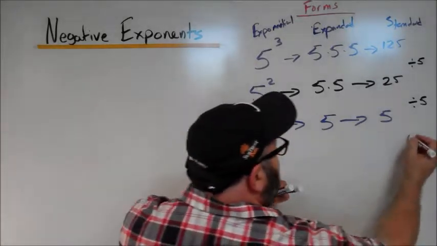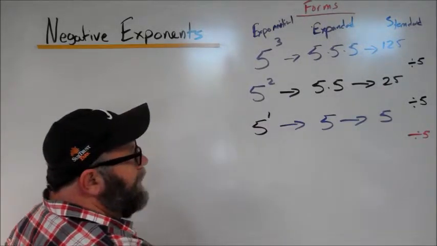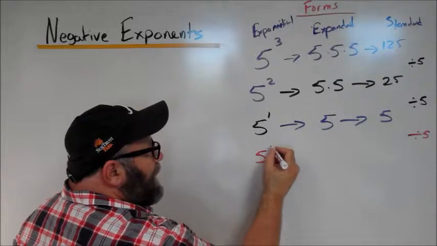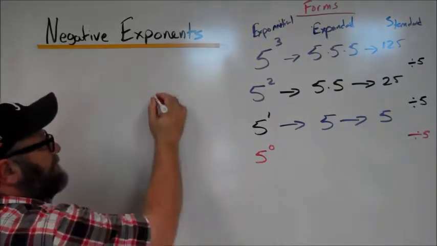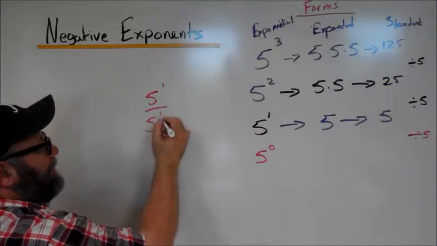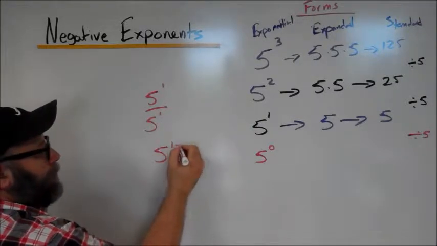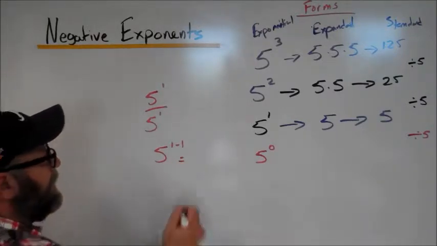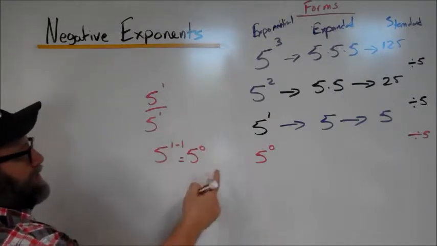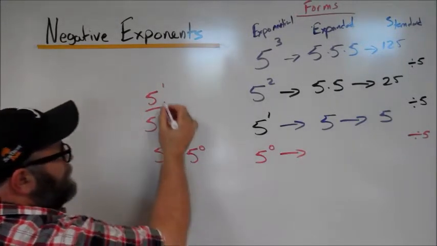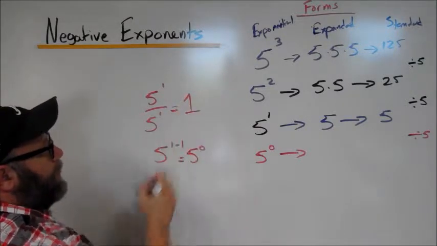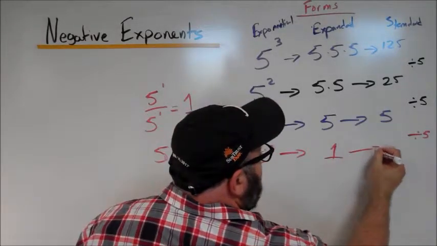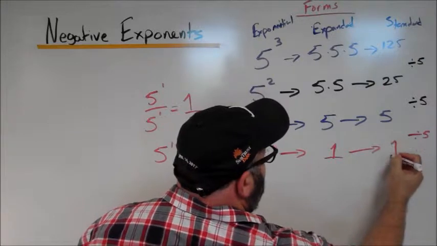Let's divide by 5 again. All right, so when we divide by 5, we're going to have 5 to the first divided by 5 to the first. It's going to give us 5 to the 0, because that looks like this. 5 to the first divided by 5 to the first is the same as 5, 1 minus 1. Right? Going back to how we divide monomials, and that gives us 5 to the 0. Well, let's figure out what that is. So 5 to the 0 is what? What's 5 divided by 5? Well, it's 1. So in expanded form, it's 1. In standard form, it's 1.